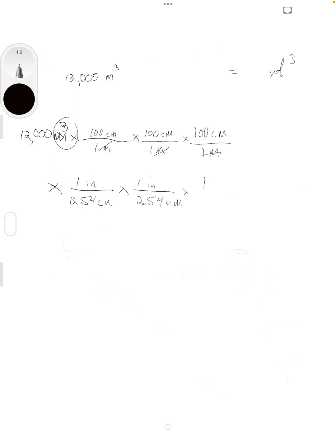Okay, but I have to do it 3 times because I have cubic meters. I have meter, meter, meter. So now meter, meter, meter, those will cancel. Now I have centimeters, and I know how to convert centimeters to inches. Well, 1 inch is equal to 2.54 centimeters, but I got to do it 3 times, 1 inch equals 2.54 centimeters. Again, because centimeters, 3 on the top cancel the 3 on the bottom. Now I have cubic inches.